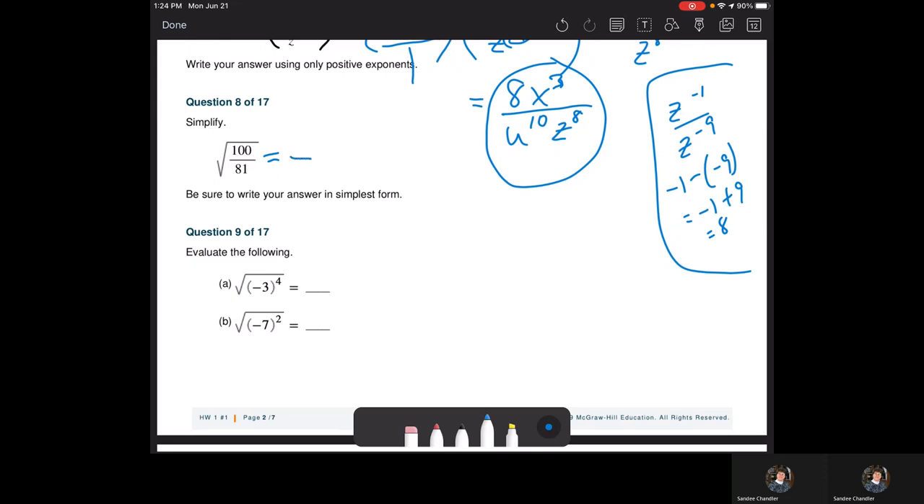So basically, you can separate these as the square root of 100 over the square root of 81. That's a rule. And that's just 10, right? 10 times 10 gives you 100. And you have to think in your head, what times what gives you 81? You have to go through your doubles till you get there. 6 times 6 is 36, 7 times 7 is 49, etc. Till you get to 9 times 9 is 81. And that's our answer.